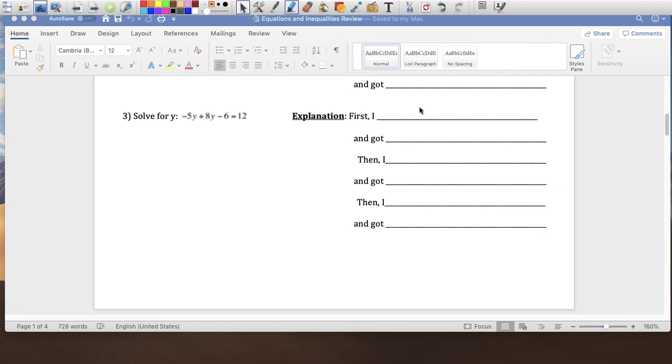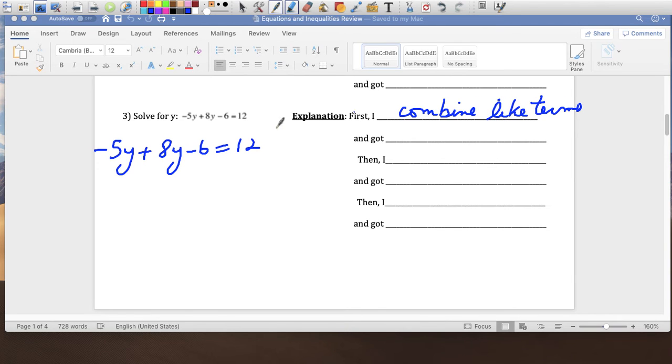So next, I'm going to write a little bit bigger. Negative 5y plus 8y minus 6 equals 12. I combine like terms. I combine these two because they're both y. Negative 5y plus 8y is 3y. And then minus 6 we don't combine, because it's not like terms. So I got 3y minus 6 equals 12.